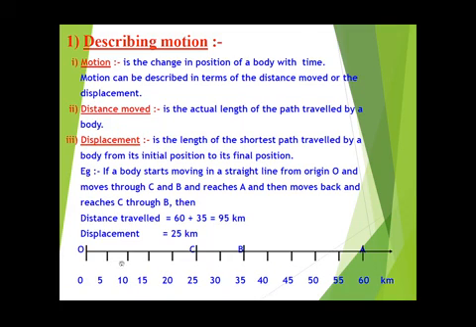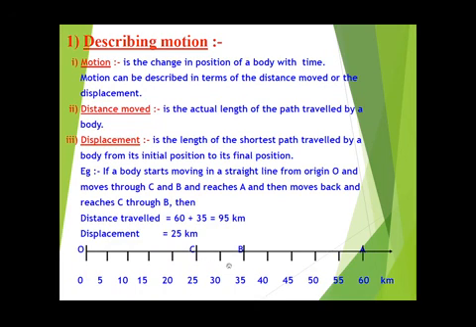Let us see how. The example goes like this: a body starts moving in a straight line from the origin O, and it moves through C and B and reaches the point A, and then it moves back and reaches C through B. The body has to reach point C. How? First it moves from point O to point A, then from point A to point B, and then finally it reaches point C.